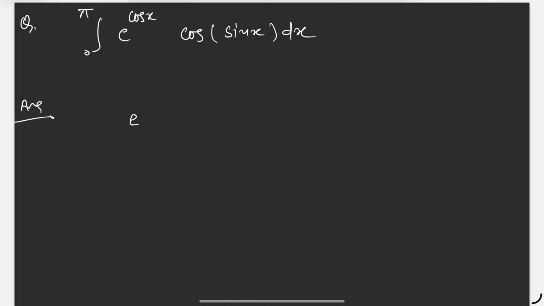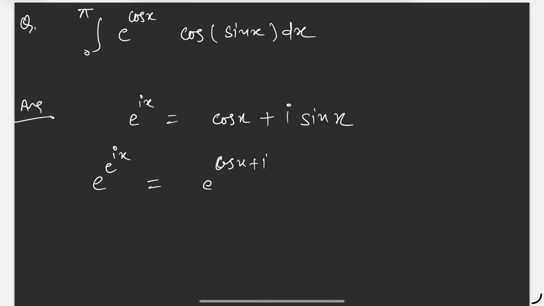Complex number mein aapko pata hai ki e to the power iota x is what: cos x plus iota sin x. So if I see in the expansion of e to the power iota x, this will be what actually? This will be e to the power cos x plus iota sin x. I can write like this. And now this I can write as e to the power cos x into e to the power iota sin x.